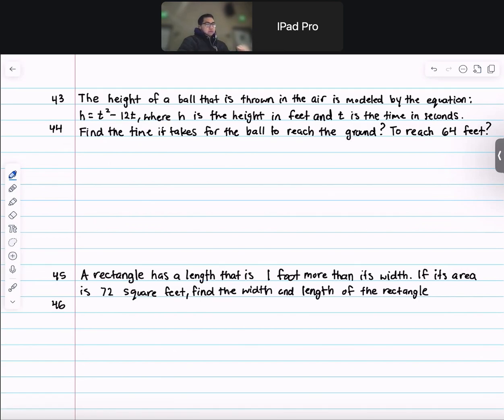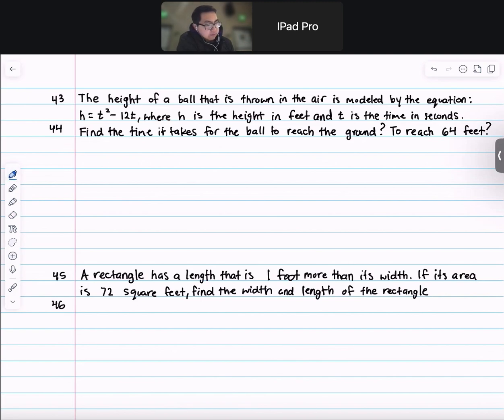Is the word problems, okay? For question number 43, the height of a ball that is thrown in the air is modeled by the equation h equals t squared minus 12t, where h is the height in feet and t is the time in seconds. So find the time it takes for the ball to reach the ground.